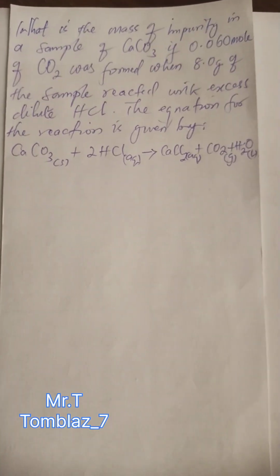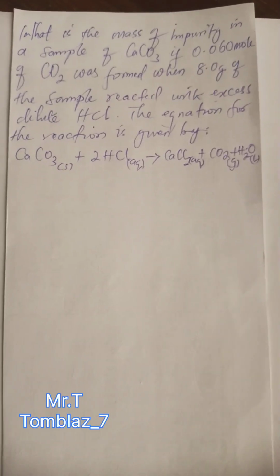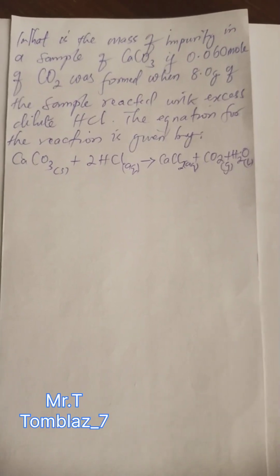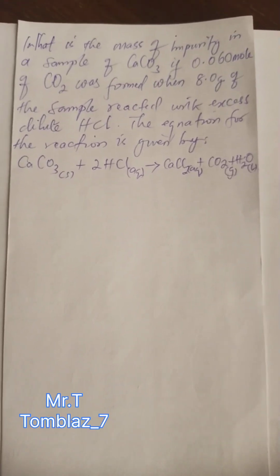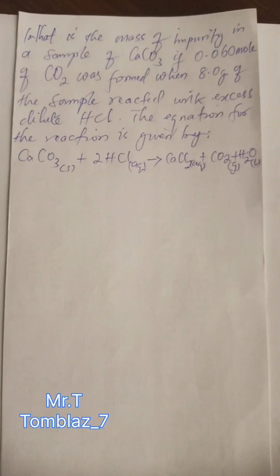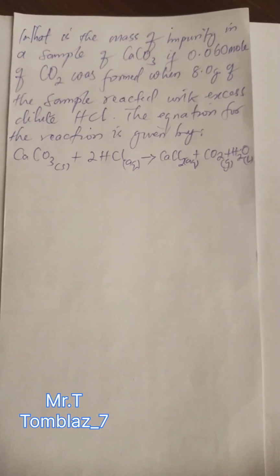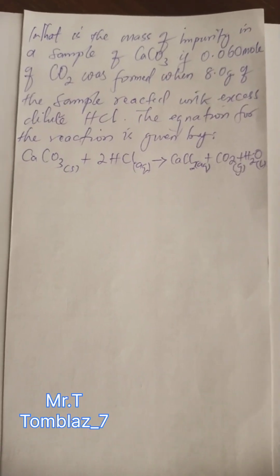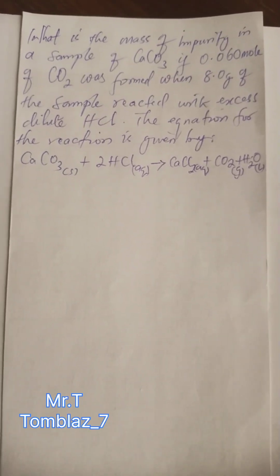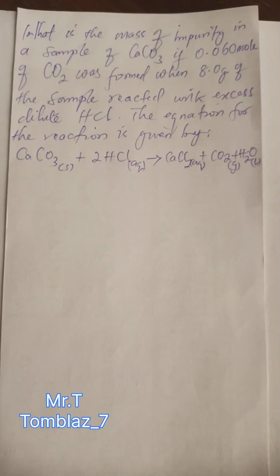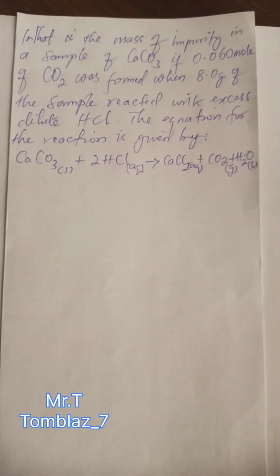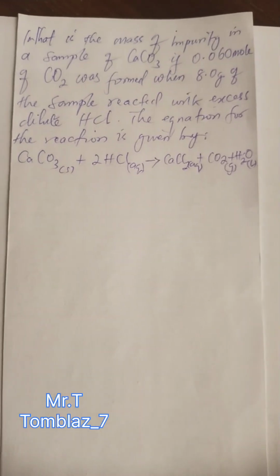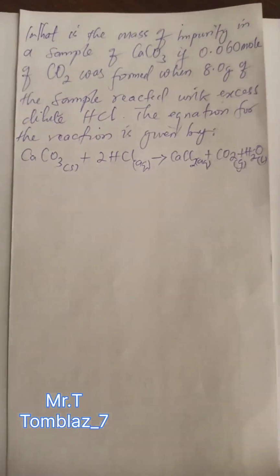Now this question said, what is the mass of impurity in a sample of calcium carbonate if 0.060 mole of carbon IV oxide was formed when 8.0 grams of the sample reacted with excess dilute hydrochloric acid? The equation for the reaction is given by calcium carbonate reacting with hydrochloric acid to produce calcium chloride plus carbon IV oxide plus water. If you observe critically, you see that this is a neutralization reaction, right?